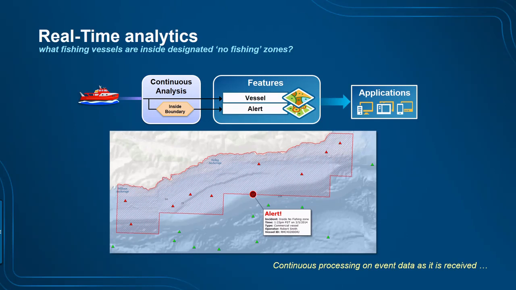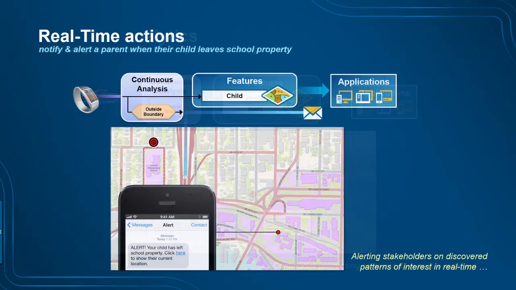Here we have another example where we are trying to perform continuous analysis on real-time streaming data. In this scenario, we want to tell a parent when the child leaves the school property. As you can see, we are updating a child feature with the child's current location, at the same time detecting when the child is outside the school boundary. When the child leaves the school boundary, the parent is immediately notified via an email or maybe a text message that the child has left.